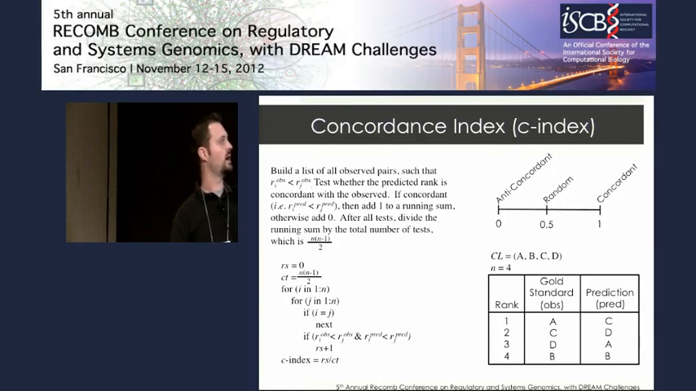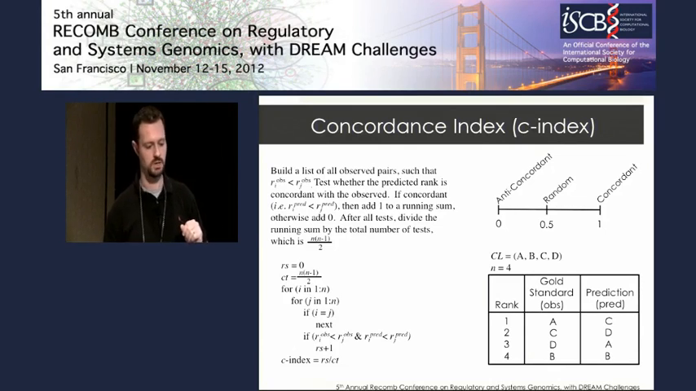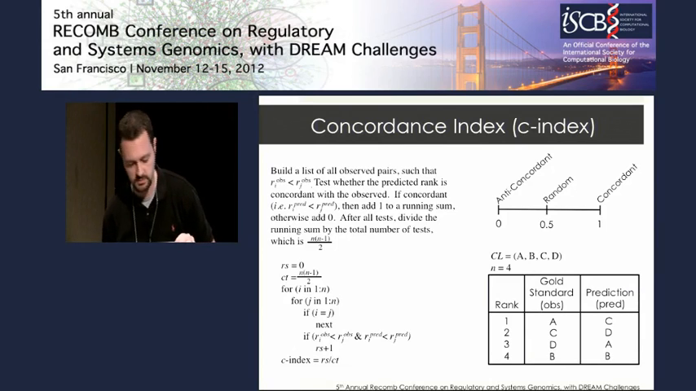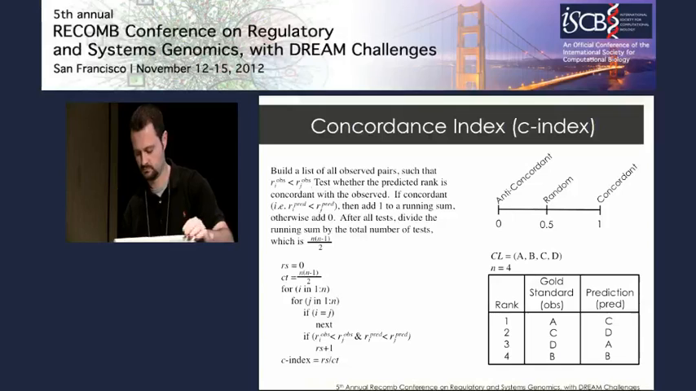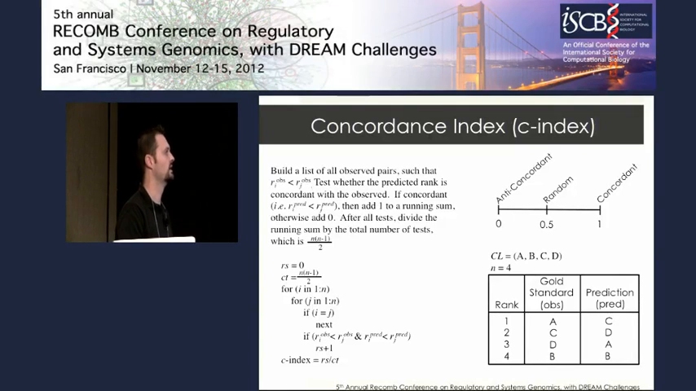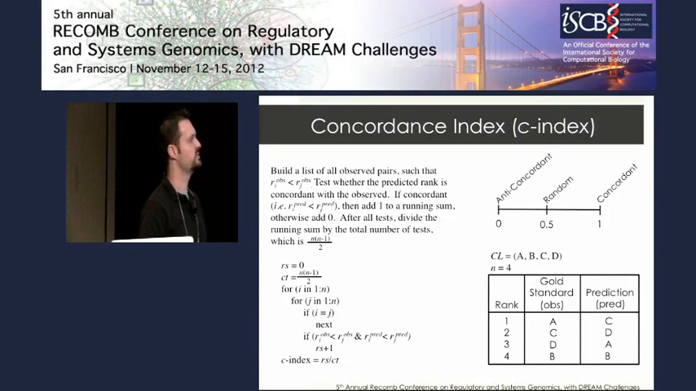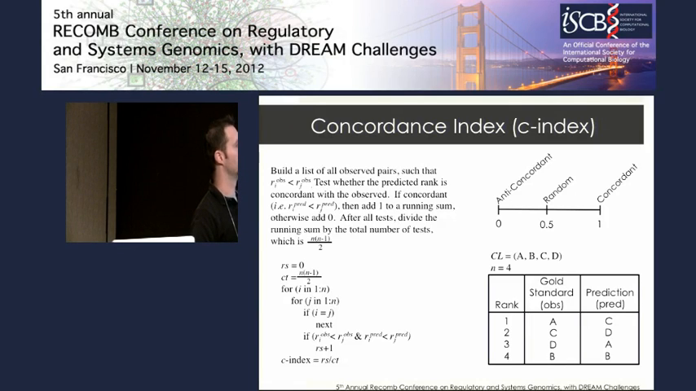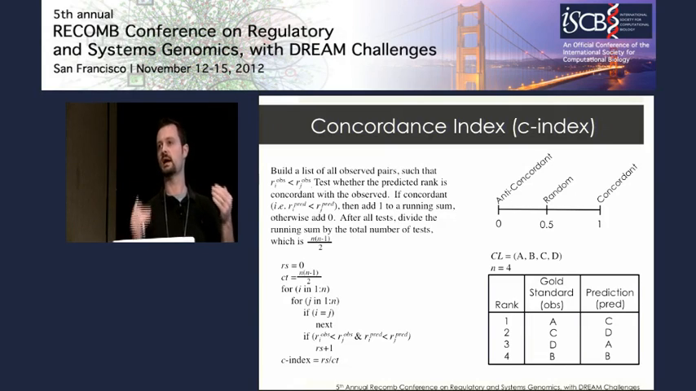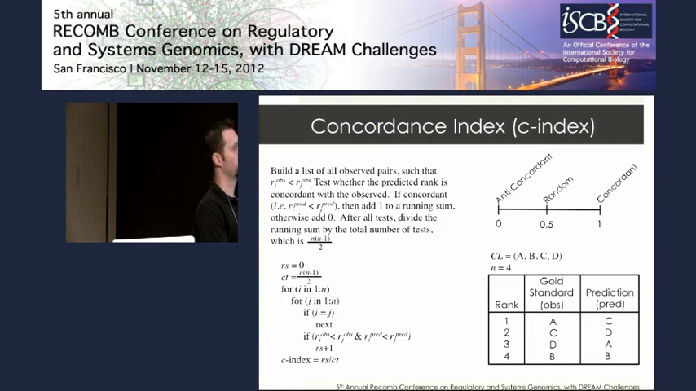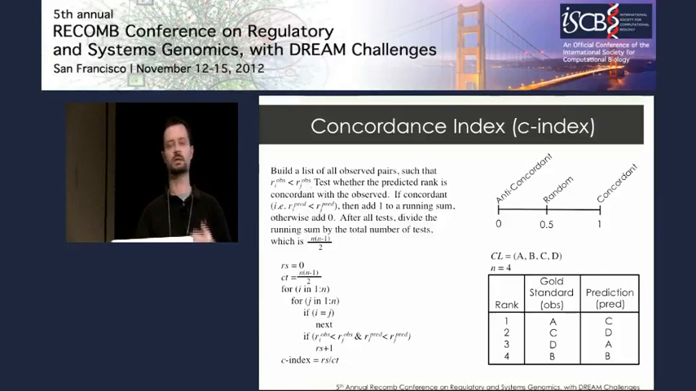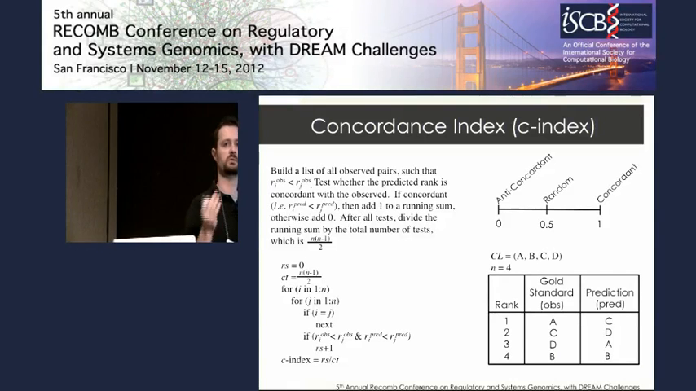You'll fall on the distribution here. 0 being completely anti-concordant, meaning that every prediction you had was completely opposite of the observed. 1 being perfectly concordant, meaning you had the exact same ranking. Or random, meaning you were half and half.